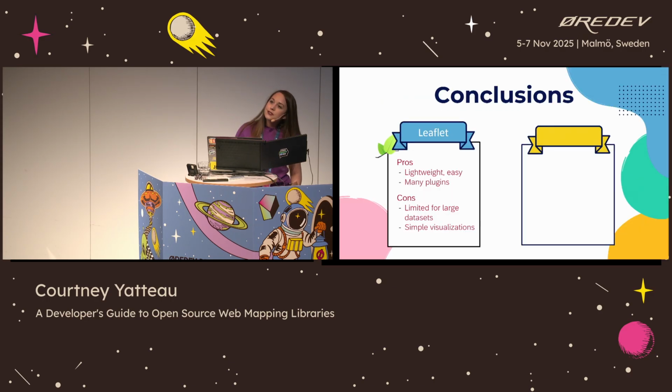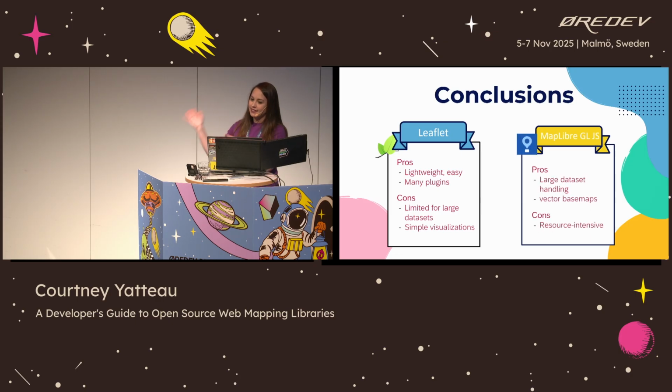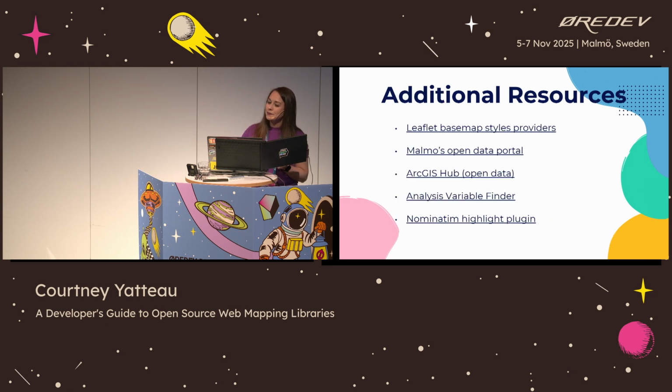So we have some conclusions. Leaflet is very lightweight. It's got plugins. It's not the greatest for potentially larger data sets, though, because it doesn't handle vector tiles very well. It can, but it's not optimized for that. Versus MapLibre, which is optimized for handling those larger data sets. It can be a bit more resource intensive, though. So if you're just trying to show a few points on the map, maybe use Leaflet. But if you're trying to show something a bit more intensive, MapLibre would be the way to go.